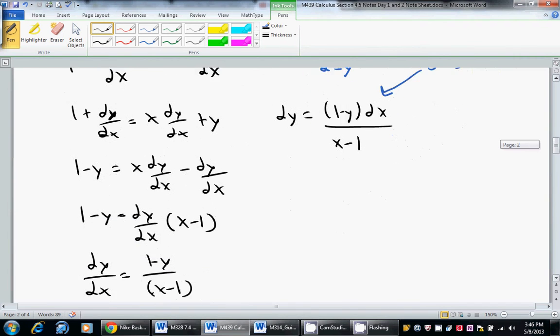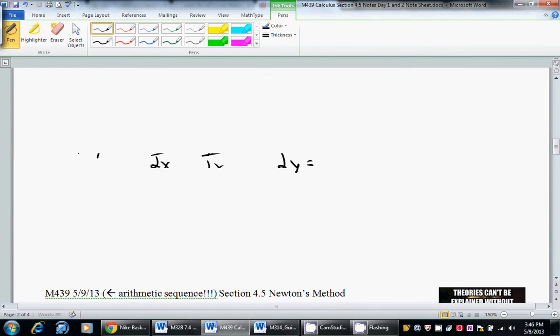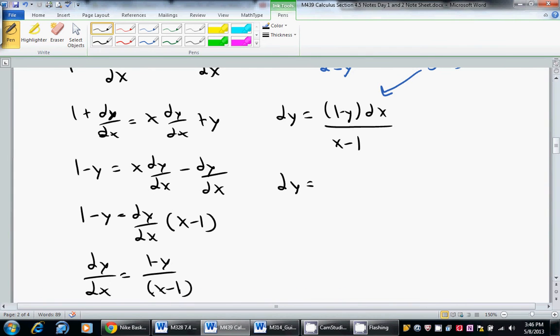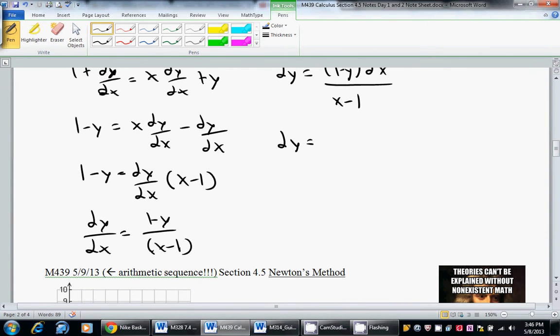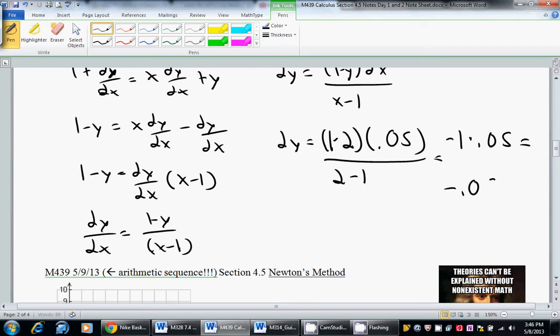So this is going to be dy equals, okay, my work just disappeared, there we go. This is going to be dy equals 1 minus 2 times dx, which is 0.05, over x minus 1, which is 2 minus 1. Now, dividing by 2 minus 1 is just dividing by 1, so I'm going to ignore that. 1 minus 2 is negative 1 times 0.05 is just negative 0.05. And that is my dy.